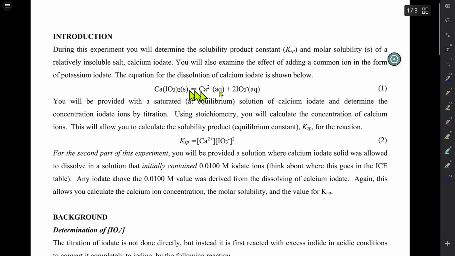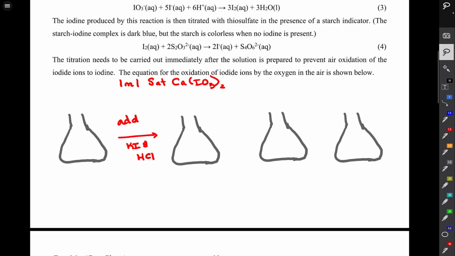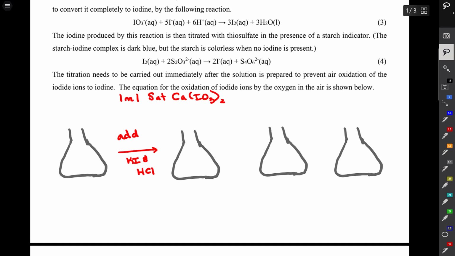Now if you write the equilibrium constant for this reaction, you'll recognize that it is products over reactants, except this is a solid, and because the calcium iodate is a solid, we leave it out of the equilibrium constant expression. So our first goal in this experiment is to look at what this equilibrium constant is and measure it by measuring the concentration of iodate. Okay, so let's talk a little bit about how we're going to measure the iodate concentration.